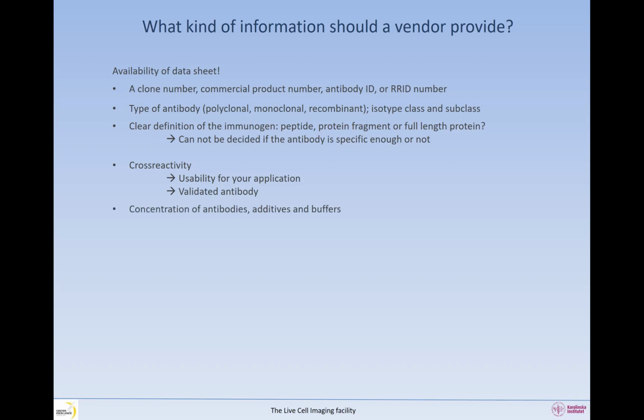Concentration of antibody, additive, and buffers. Of course, if you do not get a concentration, if it is not provided, you will have a very hard time to optimize your protocol. And if you don't know what additives or buffer, if they are not specified, maybe that will prevent you, for example, from conjugating your antibody with fluorophores if you want to do a direct labeling.